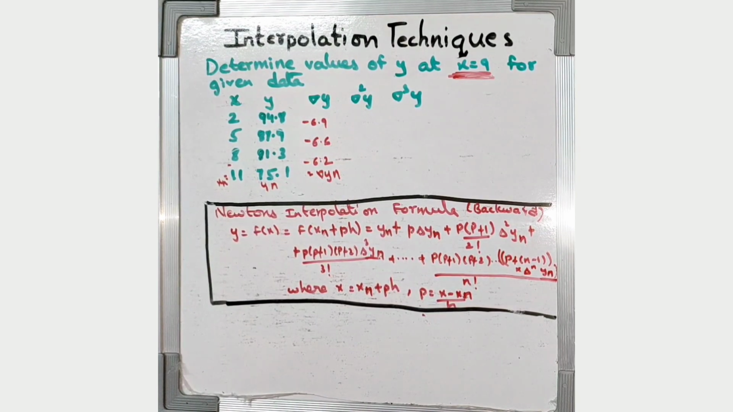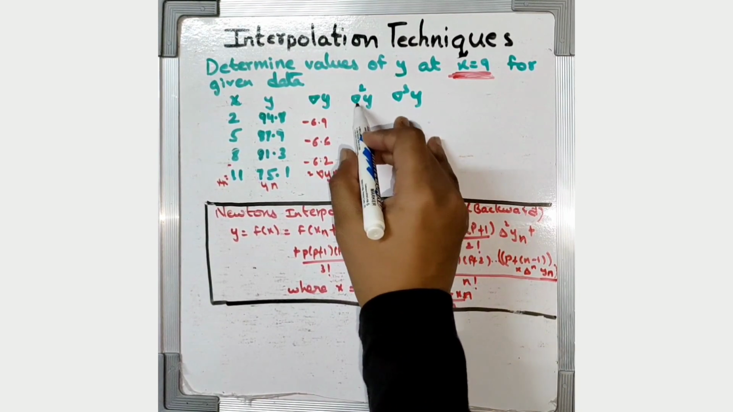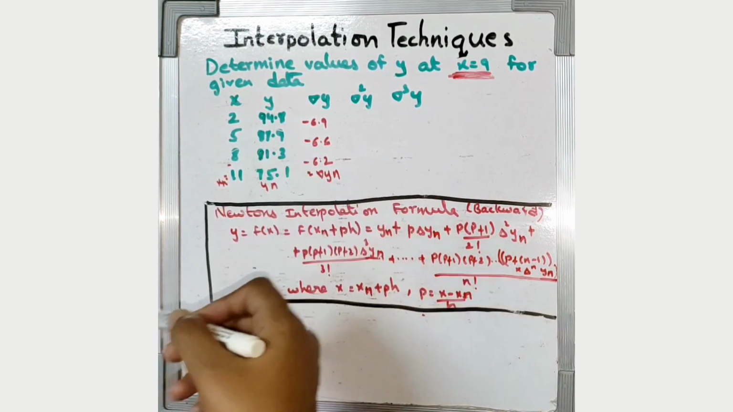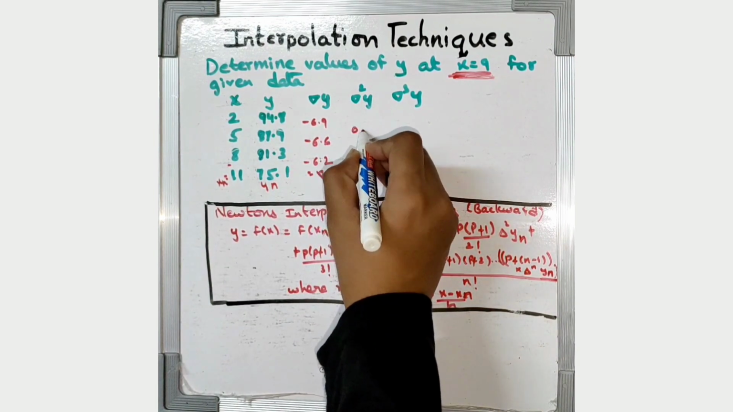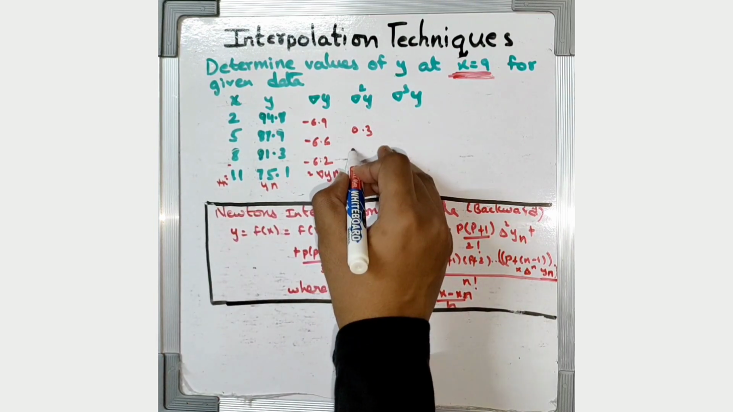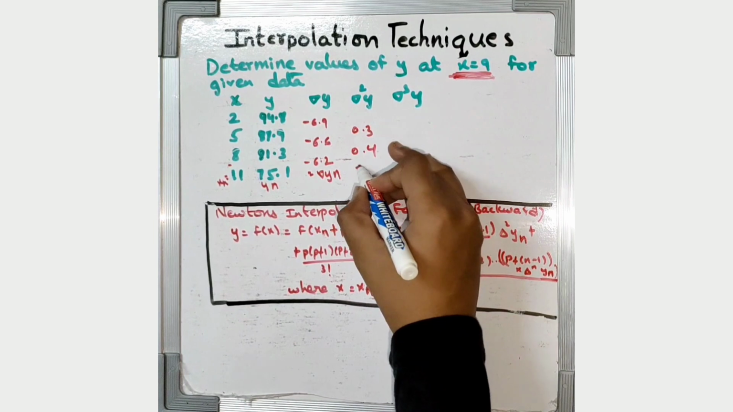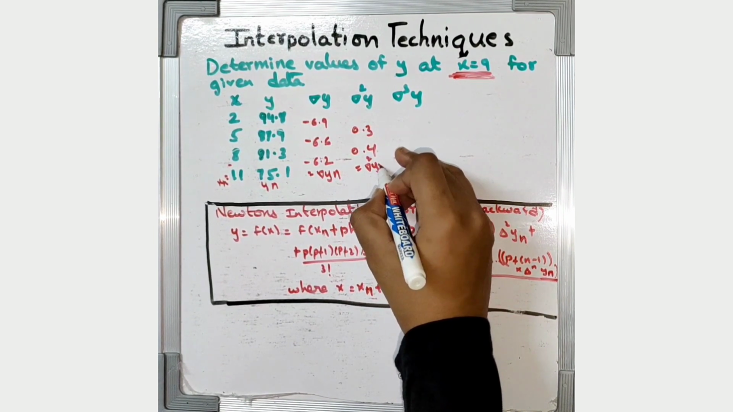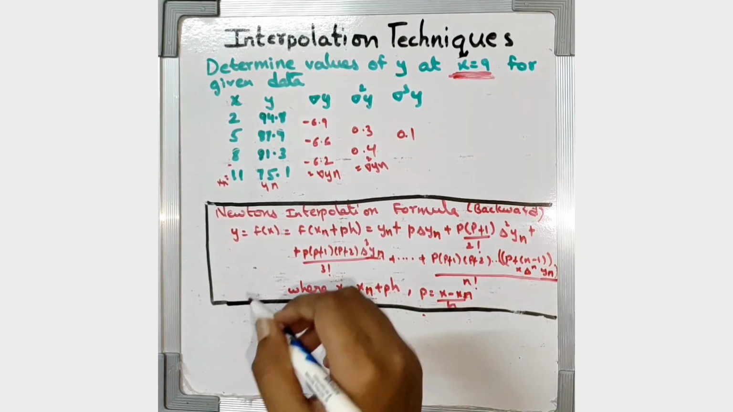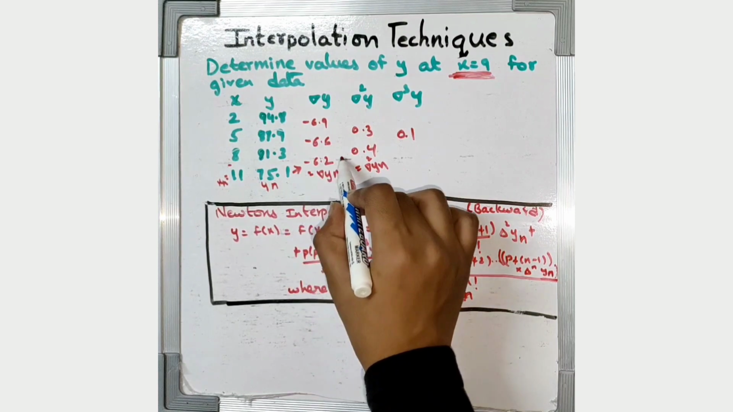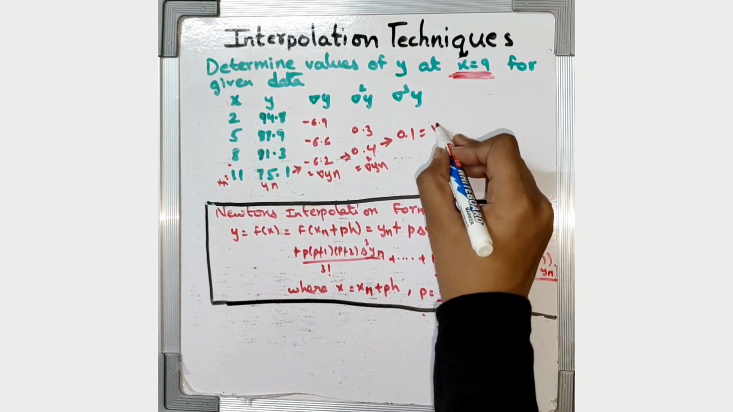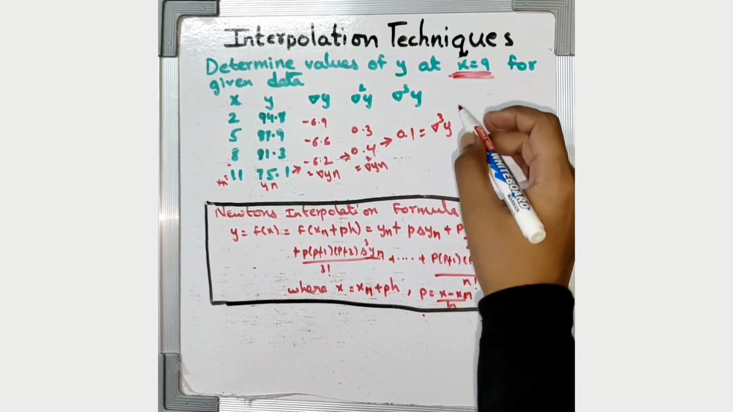This is our first backward difference, del yn, that is minus 6.2. Now calculate the second backward differences, del square y: minus 6.6 minus of minus 6.9, which is minus 6.6 plus 6.9, which is 0.3. Again, minus 6.2 minus of minus 6.6 is 0.4. This is our del square yn. Again the subtraction of these two gives us 0.1. This will be del cube yn.